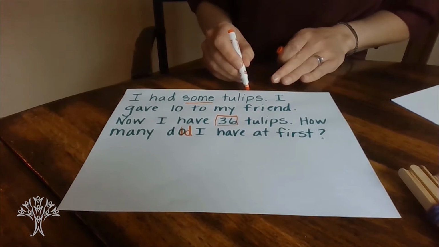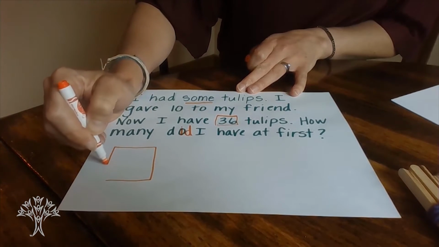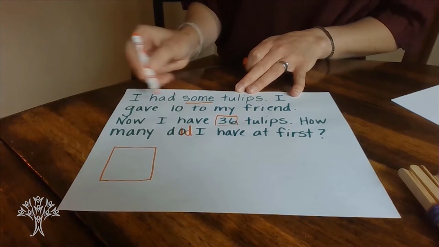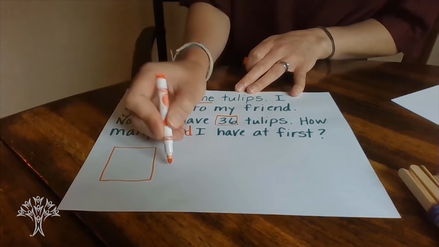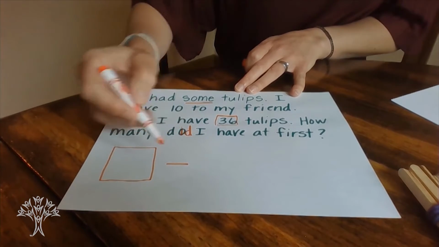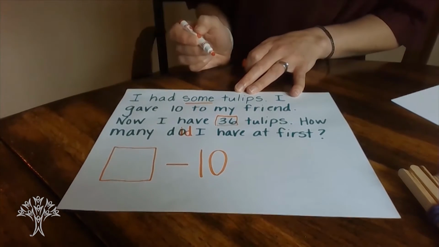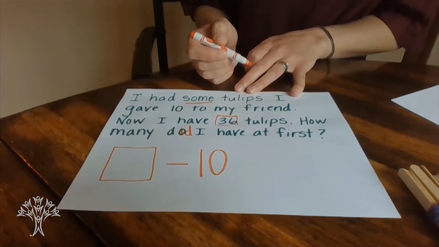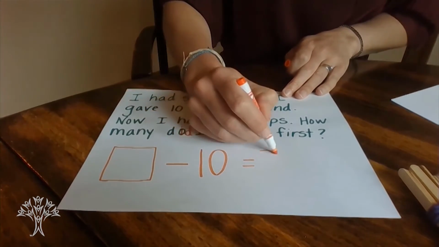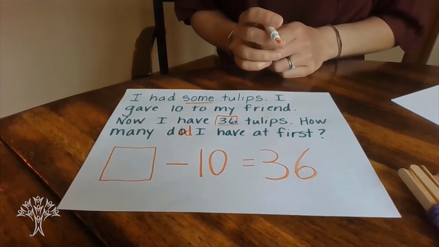So let's sketch this out. I had some tulips. Now I know some means more than one, but I'm not sure what that is, so I'm just going to put my empty box there. And I know I gave 10 to my friend. So when I'm giving something away, I know I don't have it anymore. I'm going to show that I subtracted that 10 out. And now I have 36. So whatever I had in the beginning, I know that I'm left with 36 after I gave those 10 away.